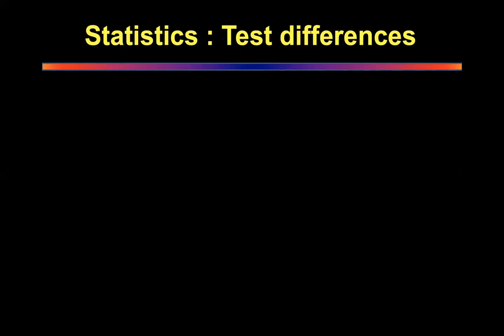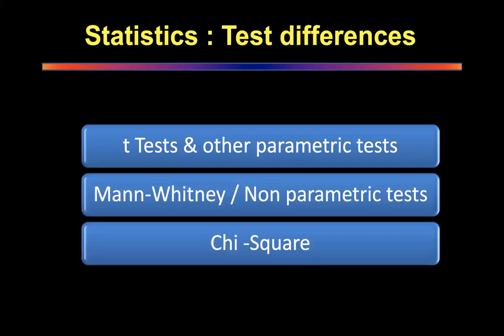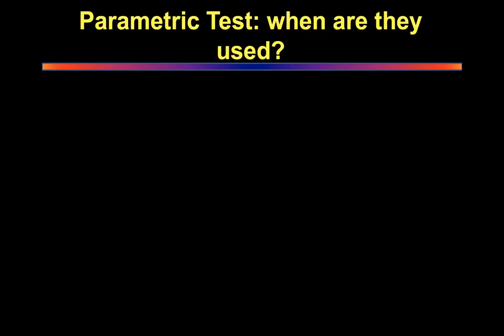I'm really trying my best to bring it down to grassroots levels. So that is about confidence, and that is about p-values. Now let's look at how to test differences. What are the tests? There are parametric tests and non-parametric tests. And the chi-square test, which is a parametric test. So when do you use a parametric test?